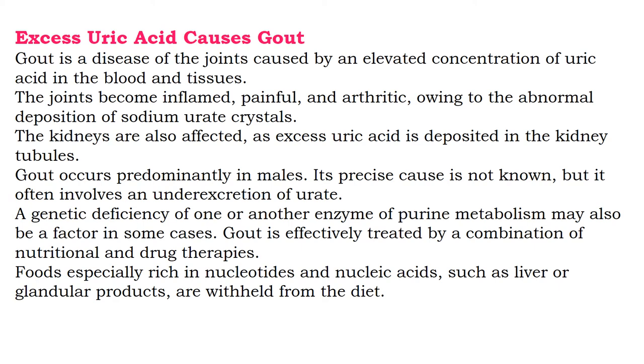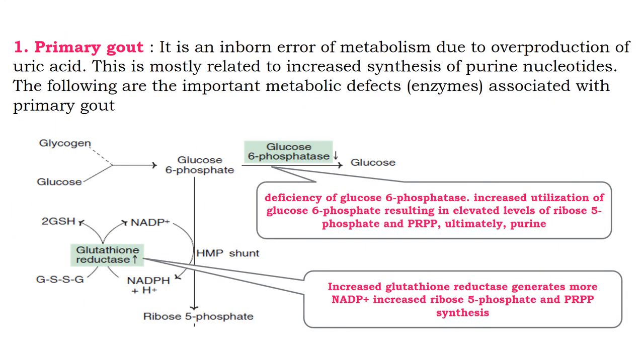So the drug therapy that we are giving is allopurinol. So allopurinol is a drug which is given to treat this gout disease. So foods especially rich in nucleotides and nucleic acids, such as the liver or glandular products, are withheld from the diet. So if you are a non-vegetarian, then you can relate to it well. Some of those will specifically go for the liver, because liver products have high amounts of nucleic acids and nucleotides. So if we increase the nucleic acids and nucleotides, then we can get the primary gout.